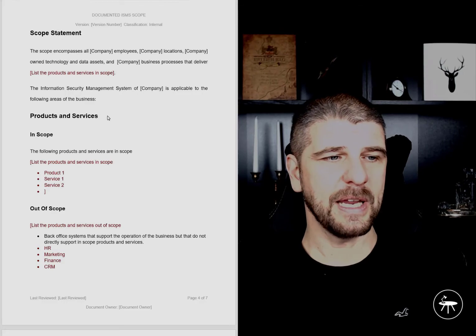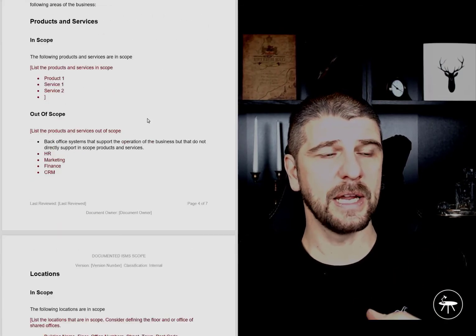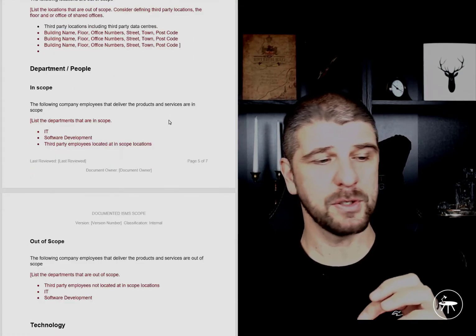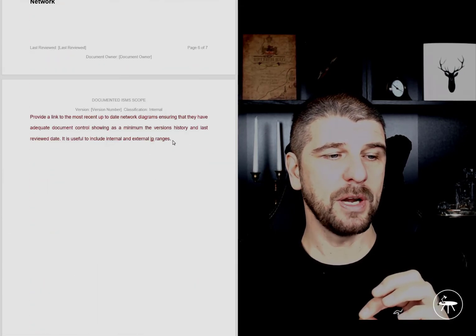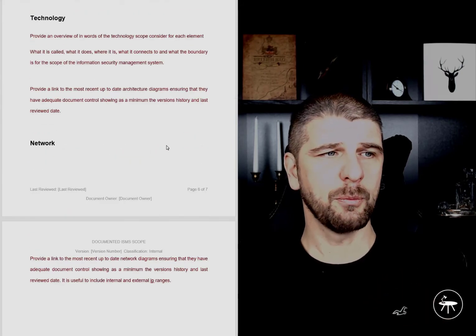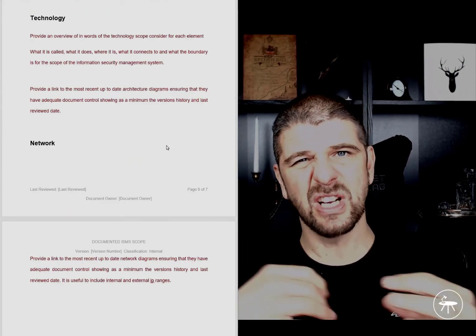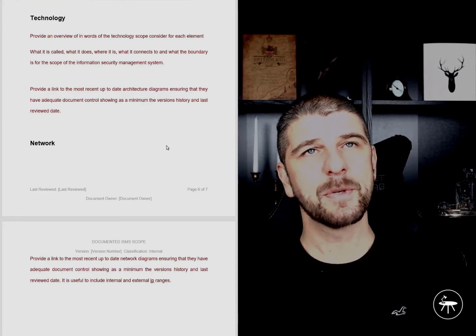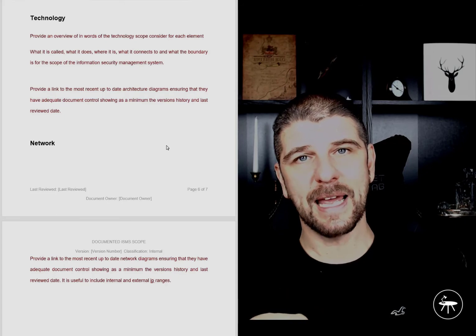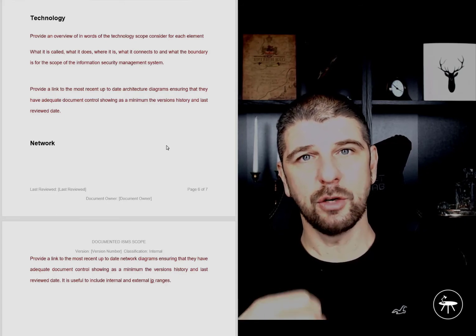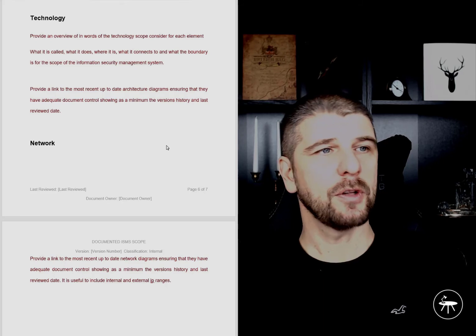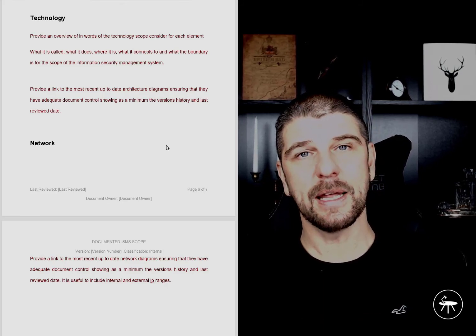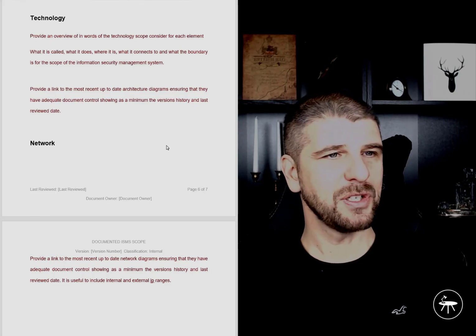Now, within this document, again, for value add, we include things like articulating clearly what products, what services, what locations, what departments, what people, what technology, what networks are in or out of scope. And for that, we would include additional documentation and links to documentation around network diagrams and technical architecture diagrams. Because I think it is important to understand what it is that you are trying to secure. So that is your scope document and the way that would be used and the information that is required for that.